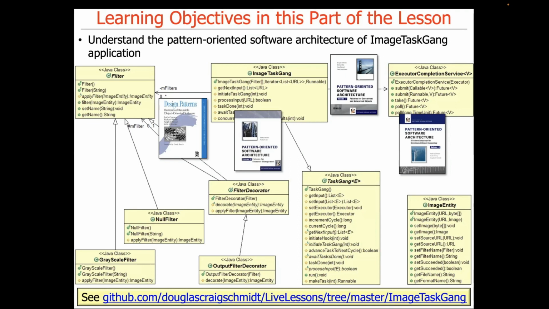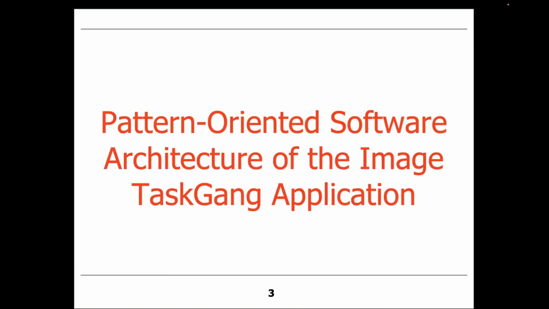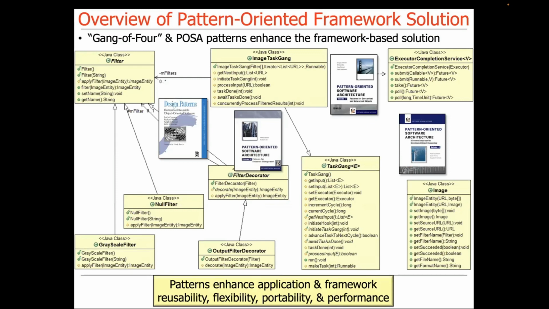Here, we're going to look at the use of patterns from the Gang of Four book, as well as patterns from the Pattern-Oriented Software Architecture series. So let's start off by taking a look at this. These patterns that we're applying are not just done to apply patterns for pattern's sake, but instead they're really intended to enhance the application and the framework's reusability, flexibility, portability, and performance. So it's really all the different things you'd want to do if you want to make a system that's easier to understand, easier to maintain, easier to port, easier to scale and optimize, and so on.